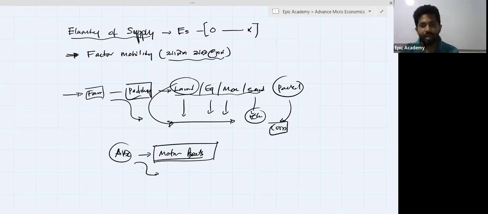So you can identify in service and industry, factor mobility is very hard to do. But in agriculture, it is very easy to do that. Okay, some agriculture production, it is very easy to do that one.